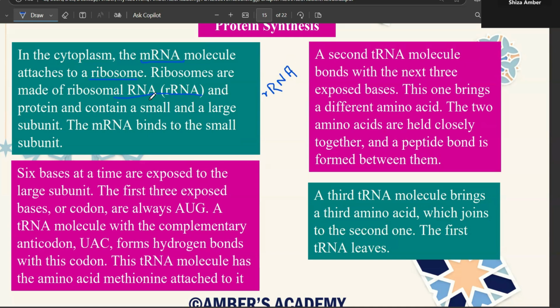So ribosomes are made up of ribosomal RNA and protein, and they contain a small and a large subunit. So ribosomes basically are like this, that they have two subunits. Any one of them is a large subunit, and the other one is a small subunit. So the mRNA is going to bind with the small subunit. So this is a very simple step.